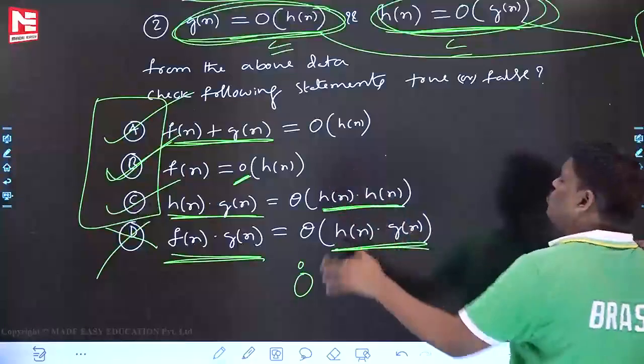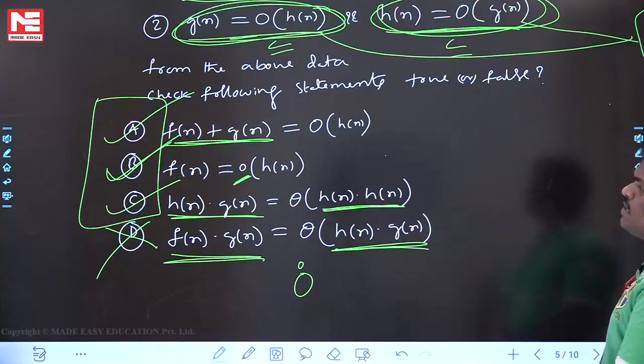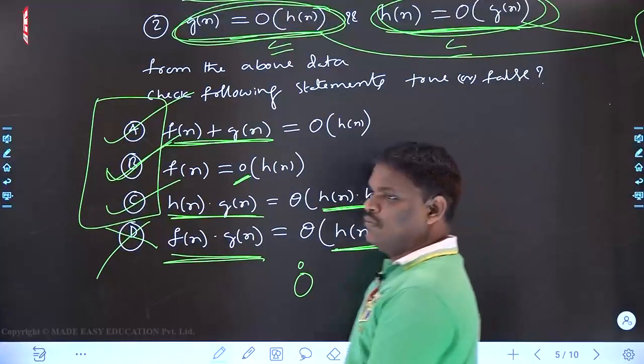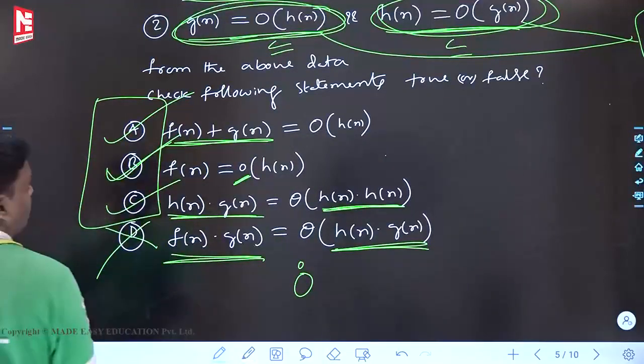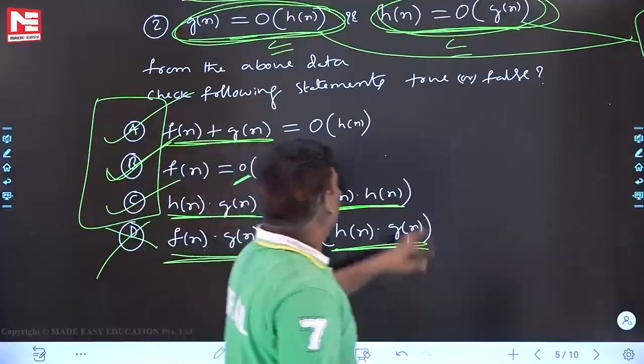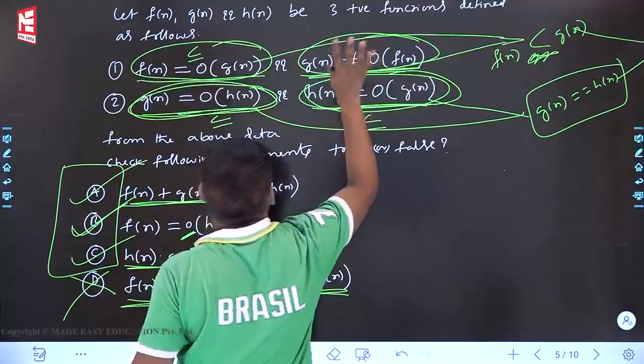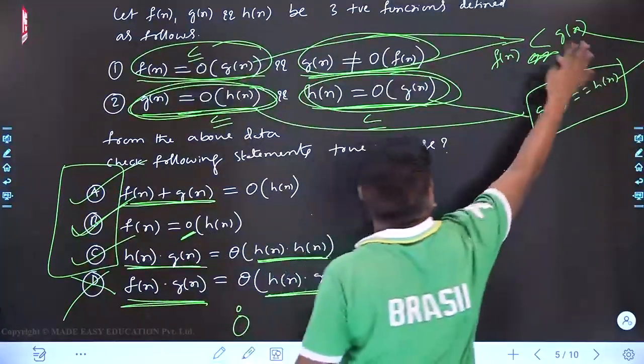I think you can easily handle these things. So the answer for this problem is the first 3 statements are true, the last one is false. I am thinking that most probably everyone got it. A small doubt is also there, please take care. Suppose assume that it is equal, then what happened? Then all 3 will become equal.